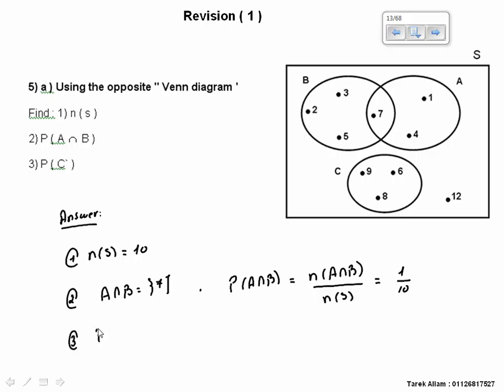Question number 3. I want to find the probability of C dash. Very well. So to answer this question, I will get out C dash in the opposite Venn diagram. So C dash is all elements except C. So the result will be 2, 3, 5, 7, 1, 4, 12. All these elements are out of the set C. That is C dash, all elements except the set C. So how many elements here in C dash? I will count and find the number of elements: 1, 2, 3, 4, 5, 6, 7. So the probability of C dash equals 7 over the number of elements in the sample space, which is 10. So the answer is 7 over 10.